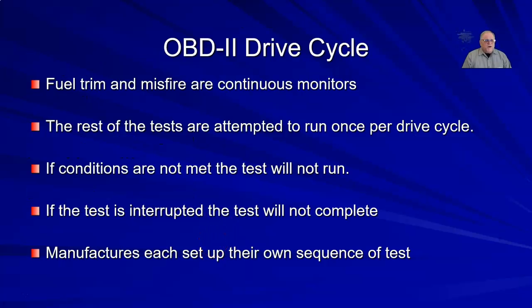So we talked about fuel trim and misfire being continuous monitors. When those codes set, those are going to be high priority DTCs. All the rest of the tests, they're going to attempt once per drive cycle as long as the conditions are met. If the test is interrupted, it's not going to make a second attempt at running the test. It's just not going to run it for that drive cycle.